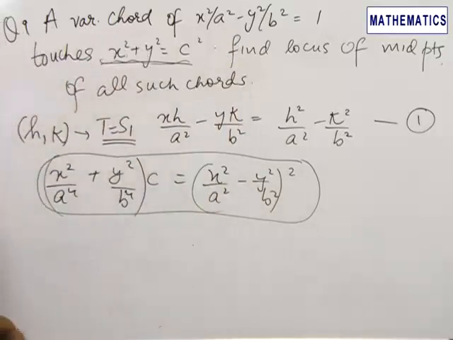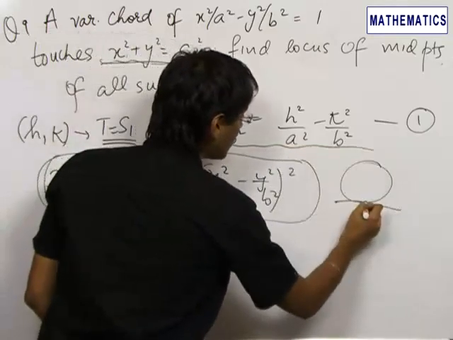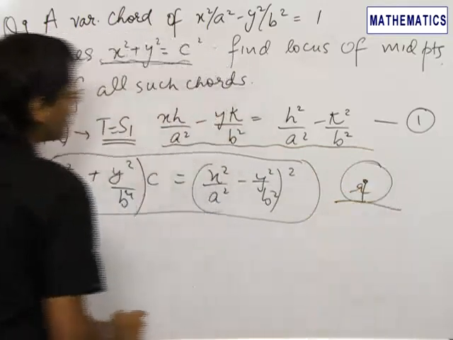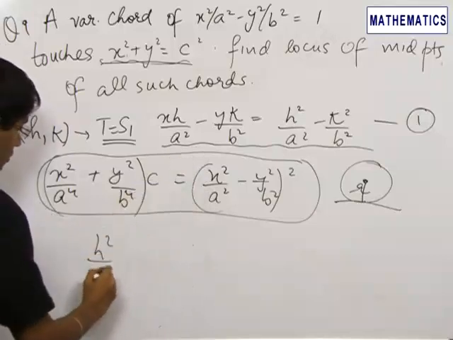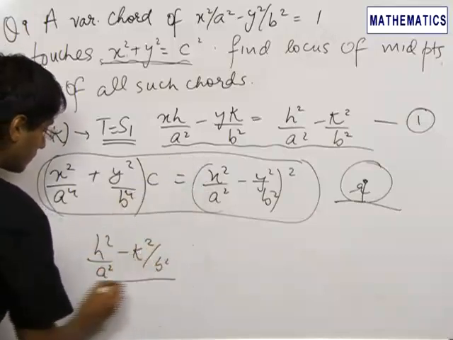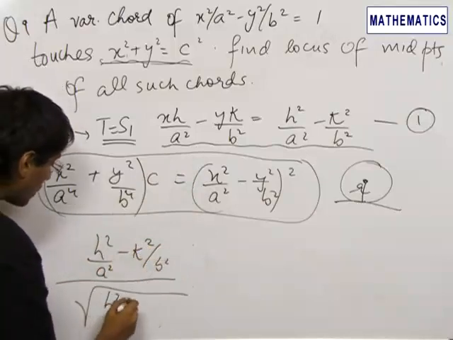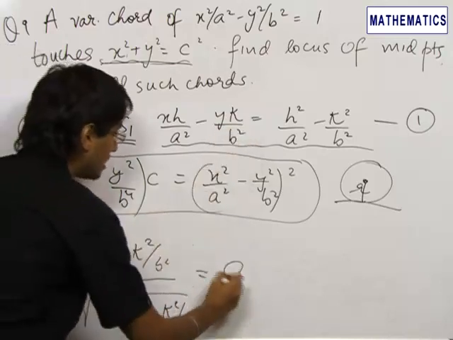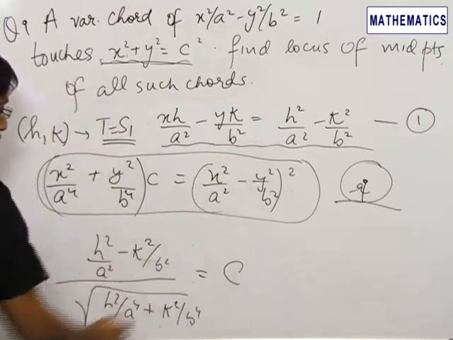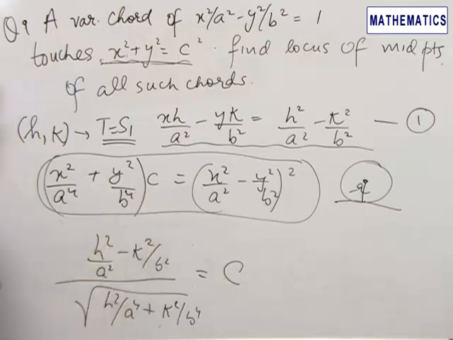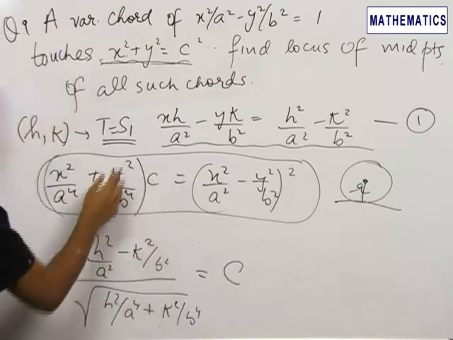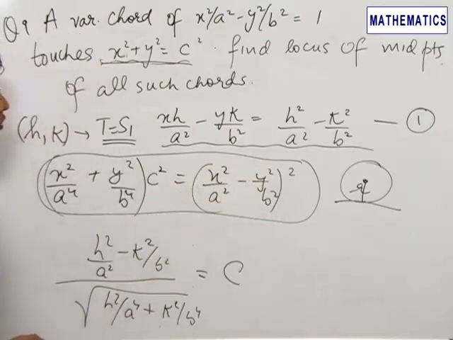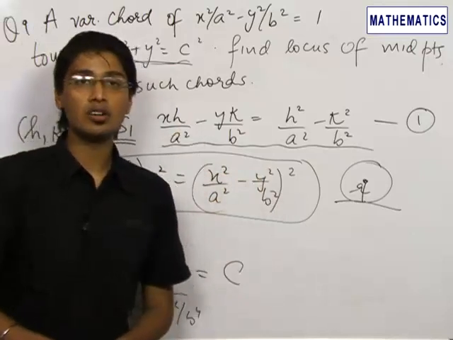In our second method, since this chord is acting as a tangent to the circle, we can draw a perpendicular from the center 0, 0 and equate it to the radius. So it is equal to h square by a square minus k square by b square upon under root of h square upon a power 4 plus k square upon b power 4 is equal to the radius, which is c in our case. We can very clearly see that on squaring both sides, we get the same equation, that is, x square by a power 4 plus y square by b power 4 into c square is equal to x square by a square minus y square by b square, whole square, which is our locus of the midpoint of all such chords, and this is our final answer.